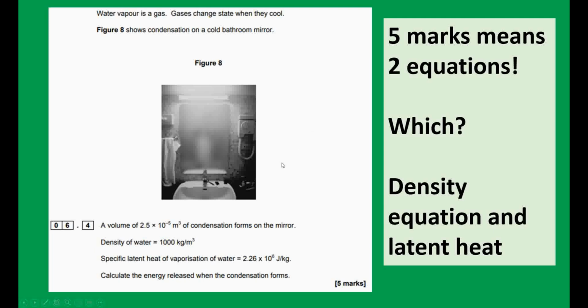And then I'll think, what other pieces of information am I given and what do I need? So if I know I need the latent heat equation, E equals m times L, I know what the latent heat is, I need to find out what the energy is, I need to know the mass. So can I use the other bits of information to find the mass? And you can, using the density equation. So give it a go, try and find out what that energy released is when that condensation forms on the bathroom mirror. I'll pause the video here.